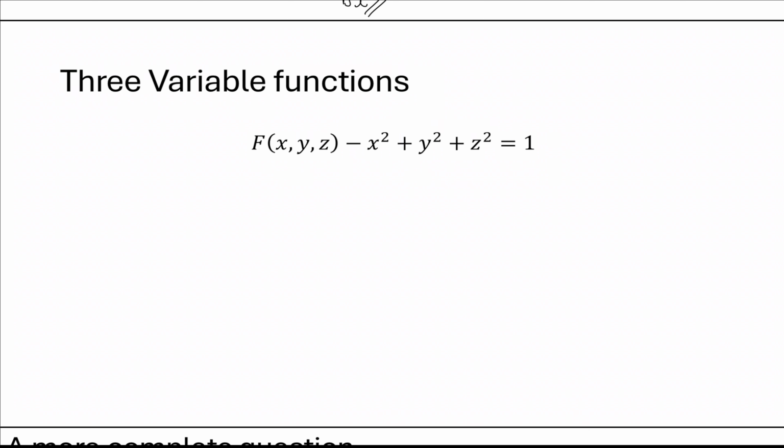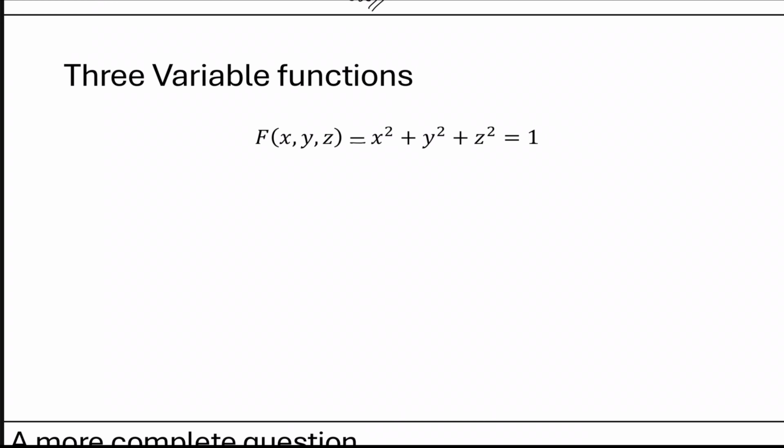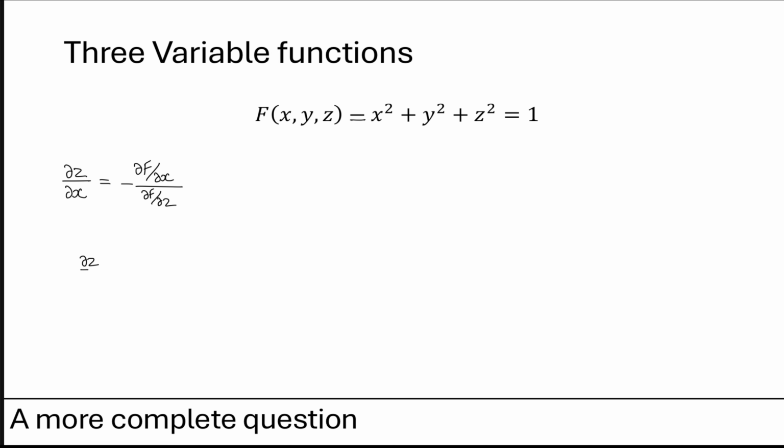If we now have a three-variable function, f, which is a function of x, y, and z, equal to x squared plus y squared plus z squared, which equals 1, we are going to find the partial derivative of z with respect to x, holding y constant, first. In order to do this, we will have to do the partial derivative of the function with respect to x divided by the partial derivative of the function with respect to z, and negative. So when we do this, we get 2x over 2z, which is just minus x over z.